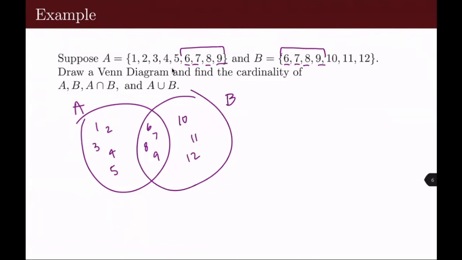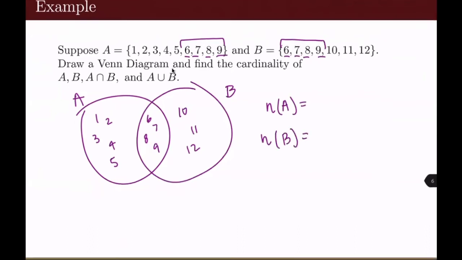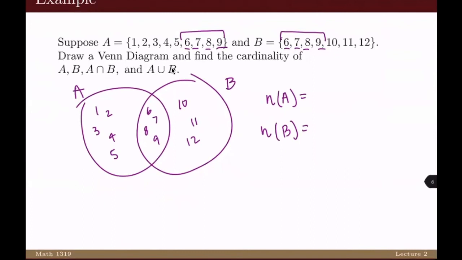Now we want to find the cardinality of A, B, A intersect B, and A union B. And I hope y'all remember from the last lecture that we denote that as N of A, N of B. Okay, well, the number of elements in A, we can kind of count them. So we have 1, 2, 3, 4, 5, 6, 7, 8, 9. 9 elements. Now if we want to count the elements in B, 1, 2, 3, 4, 5, 6, 7. 7 elements in B.